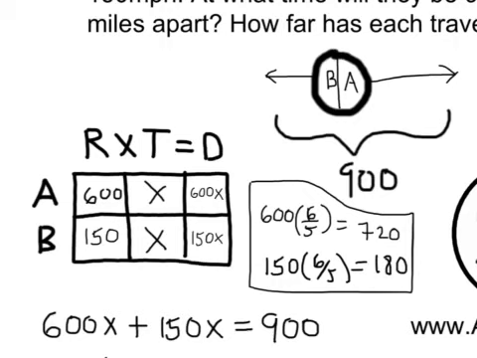Now, in case you're not so sure whether or not your answers are correct, one thing you could do is add that 720 miles plus this 180 miles, and that should equal the total distance between the two planes at that point. That's 900 miles between them. Okay, so that's that problem. I think it's the third problem. Moving on to the next.